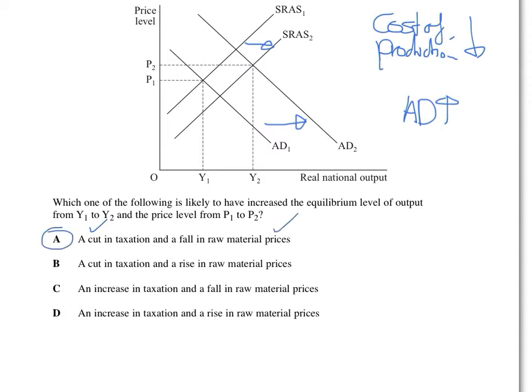But just to be checking it, I just want to make sure. Right, B, a cut in taxation. That's right again. And a rise in raw material prices. This is wrong because it would make the short run aggregate supply curve go to the left. Let's go with C. An increase in taxation, obviously wrong straight away. And then D, obviously an increase in taxation is wrong again. So the answer is A.